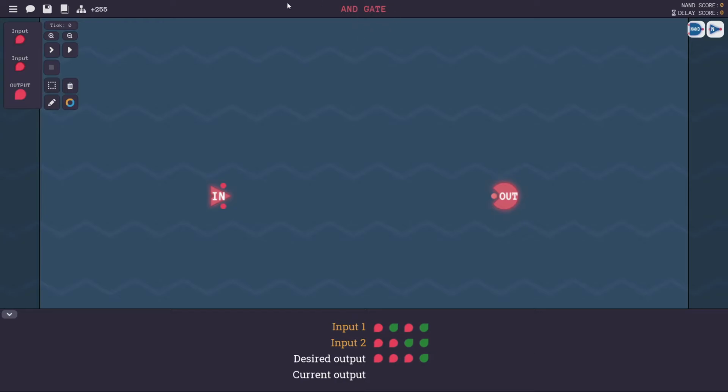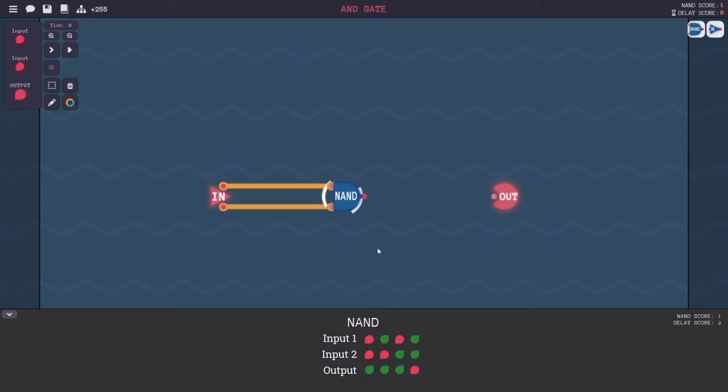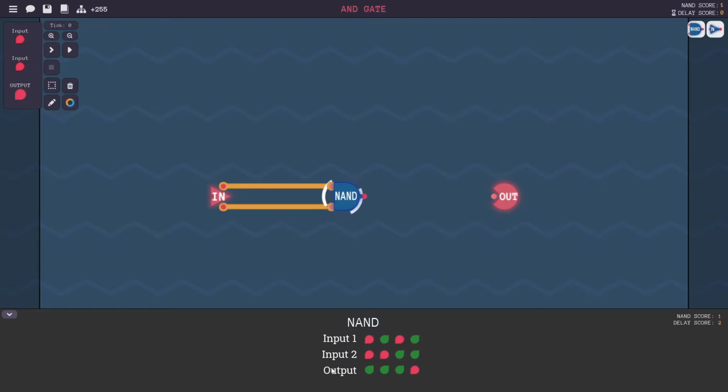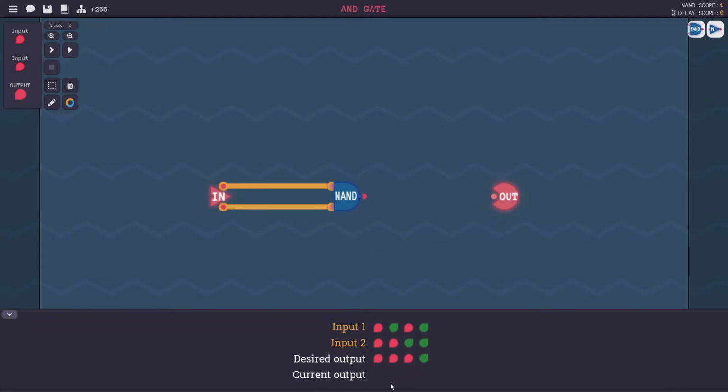Next, we get to the AND gate. Recall that we mentioned that the NAND gate is an AND gate with a NOT in front of it. So connecting this one up directly to the input, it's already quite close to what we want. However, you can see that the desired output and the output of our NAND gate are opposite to each other.